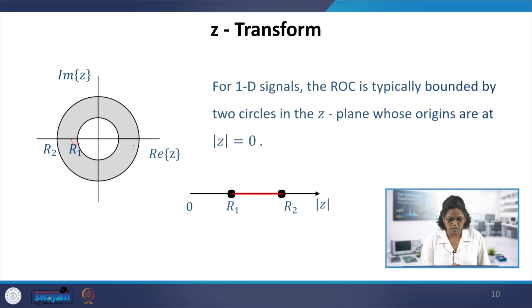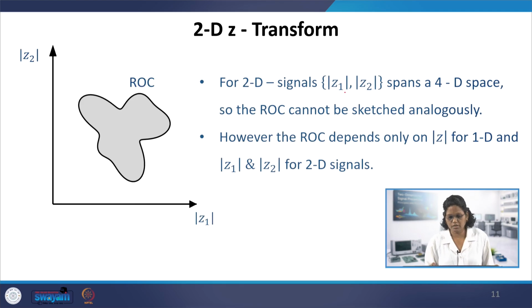Here it is 1D. So for 1D signals, this is typically bounded by these two circles. In the Z plane, the origin would be equal to 0. Whereas in case of 2D, what are Z1 and Z2? We have Z1 and Z2, not real of Z and imaginary of Z. Because we have 2 for Z1 and 2 for Z2, this is going to be a 4D space, so it cannot be sketched and visualized.